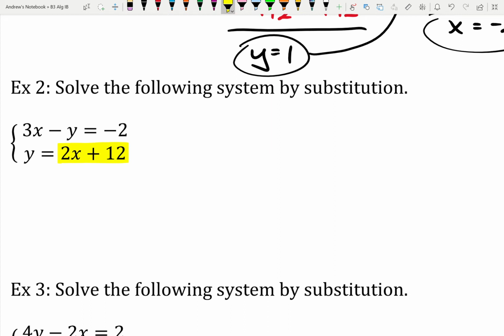Because y is equal to 2x plus 12, I'm going to plug that in for that y in the first equation. A little bit of trickiness going on here. We got 3x minus, and then it's still important to put parentheses around this when we're plugging in the y, 2x plus 12. Actually, let me do it in another color just to match what we were doing before.